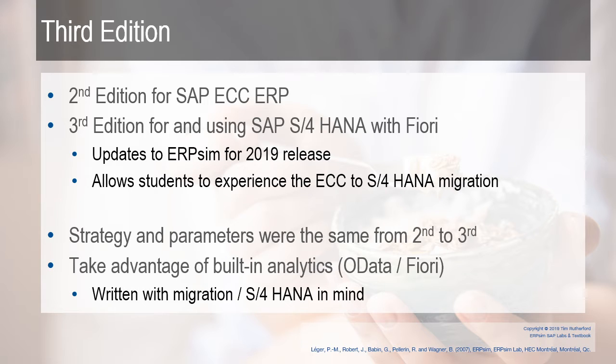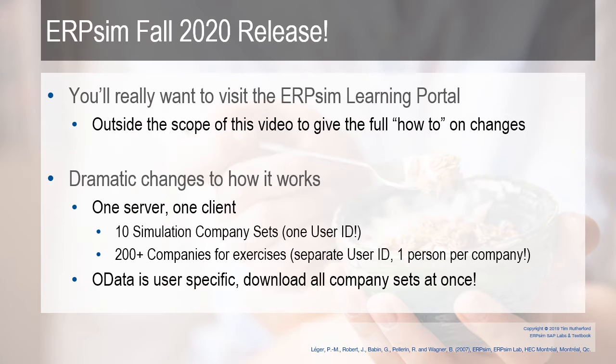The strategy parameters were the same from the 2nd to the 3rd, but I did expand on the strategy a bit and started getting into the analytics, both with a reference to Fiori, but really hitting the OData side of things. But all the way through, the 3rd edition was written with the migration, the ECC to S4HANA migration. That was the focus throughout.